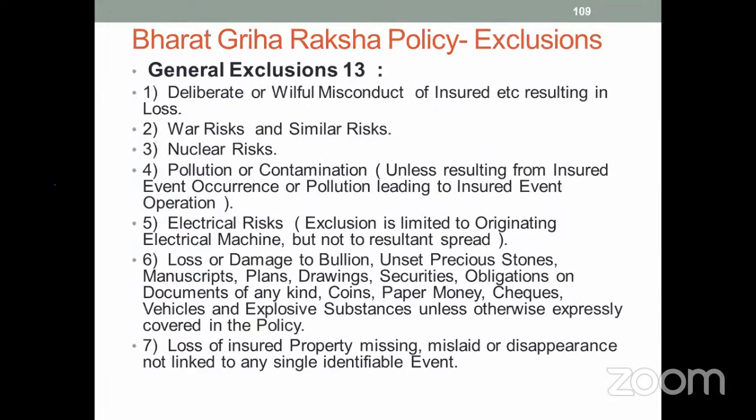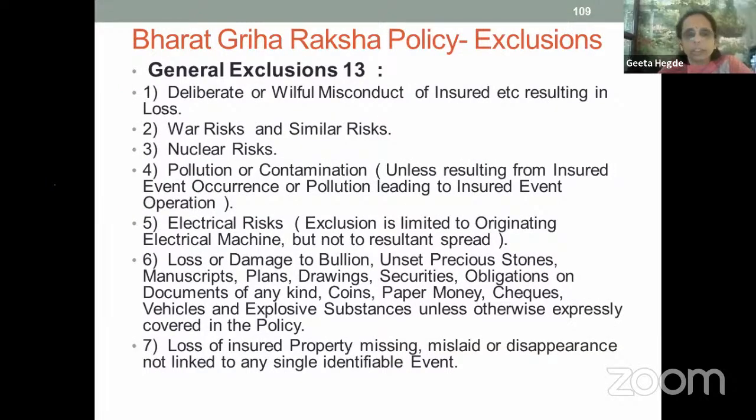Now, general exclusions are deliberate or willful acts, war, nuclear, pollution and contamination.